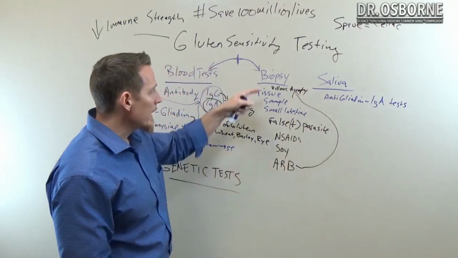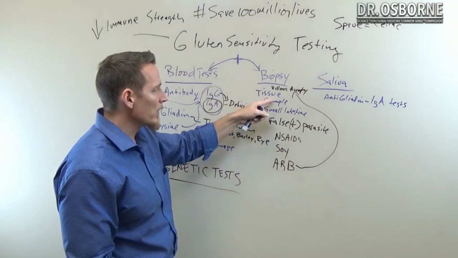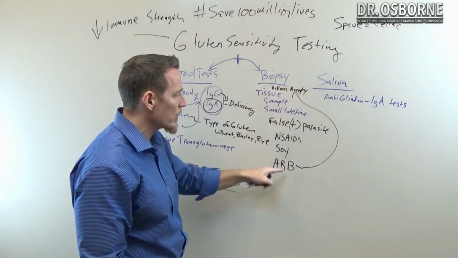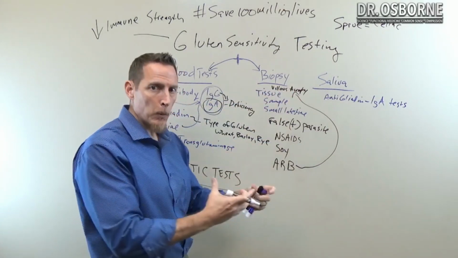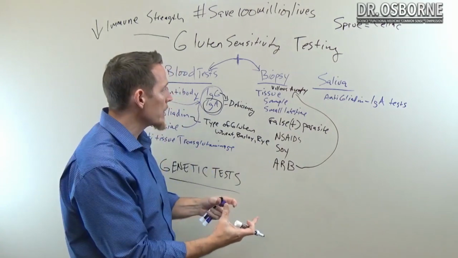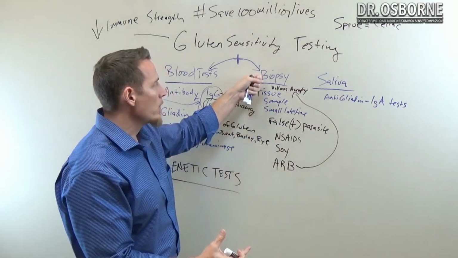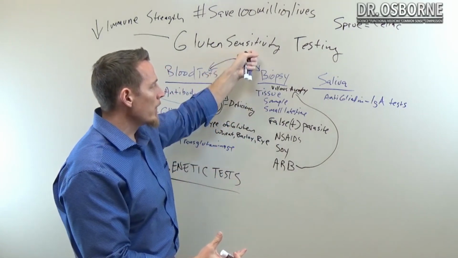So again, you can get a biopsy done, and if the result is positive, but the doctor's not ruling out all these other factors and putting that all together, then what happens is you can be told that you have gluten sensitivity when in fact you may not.